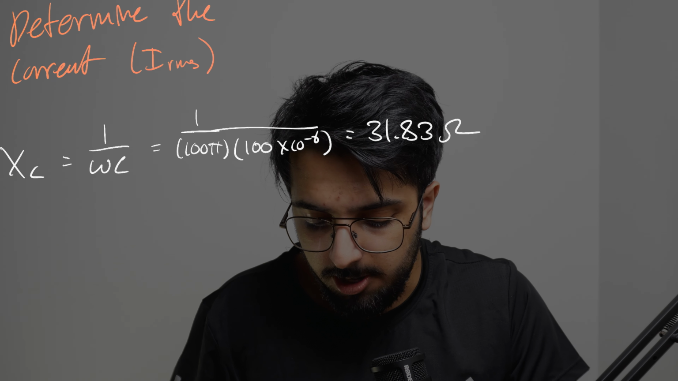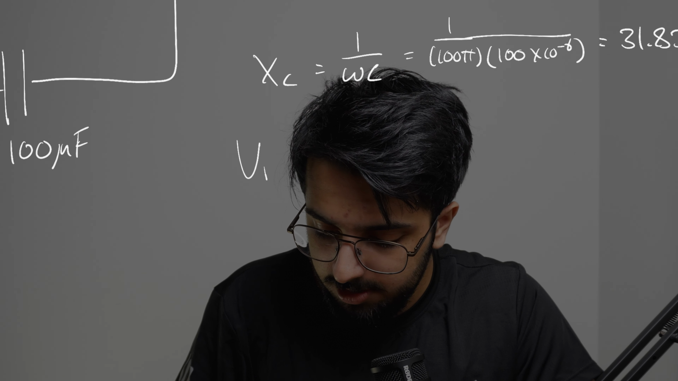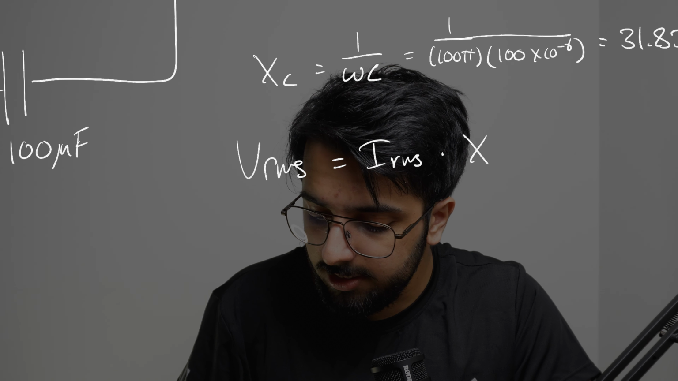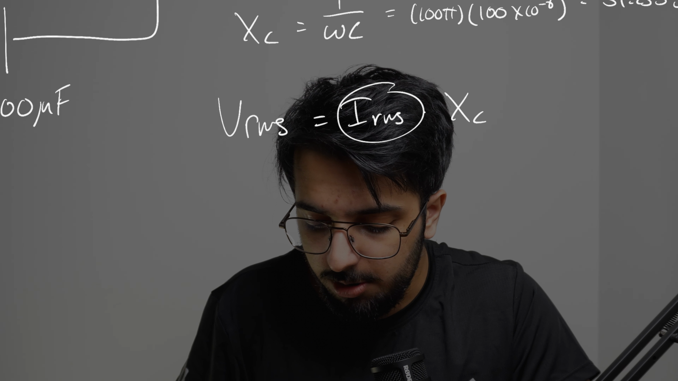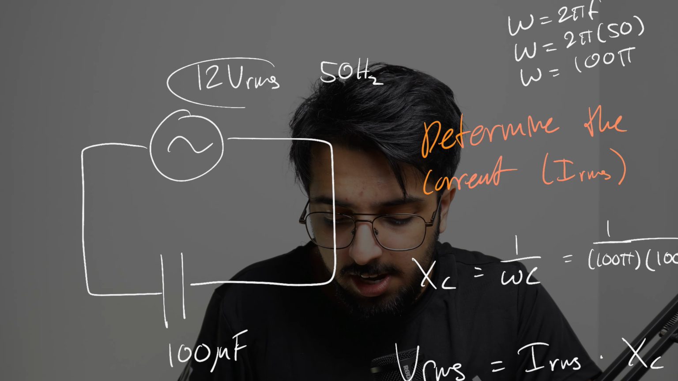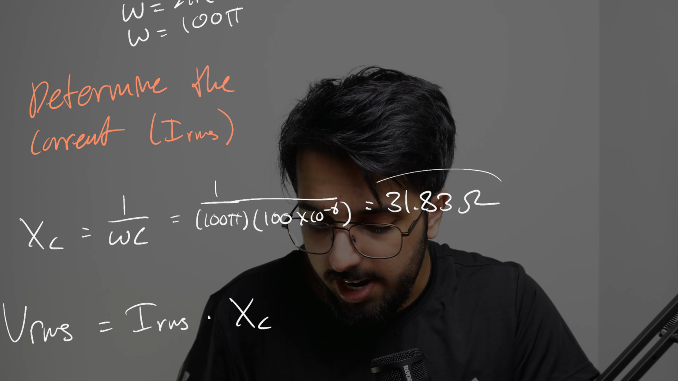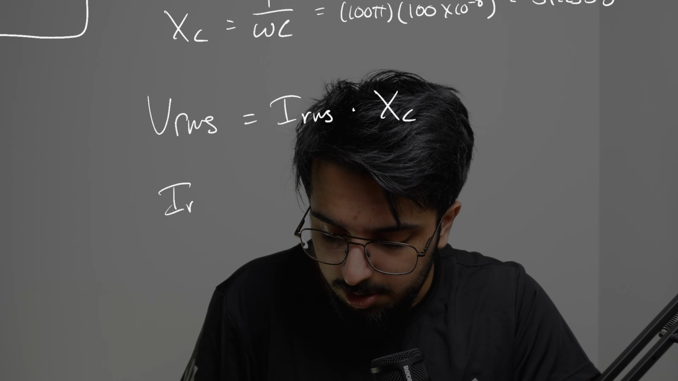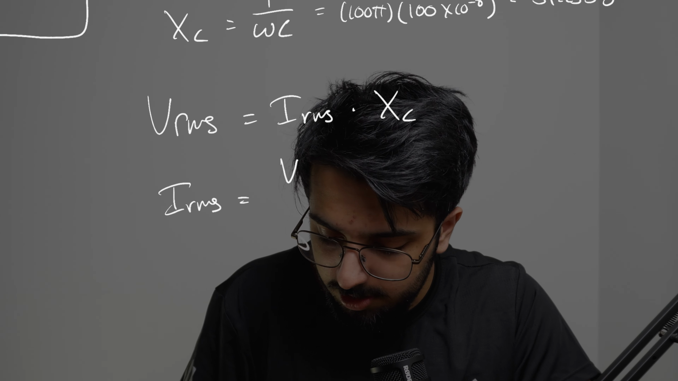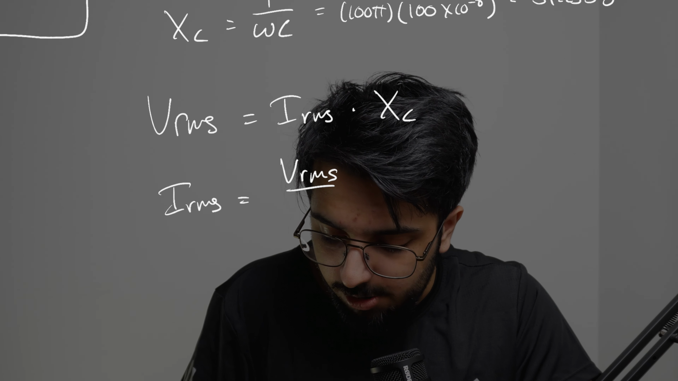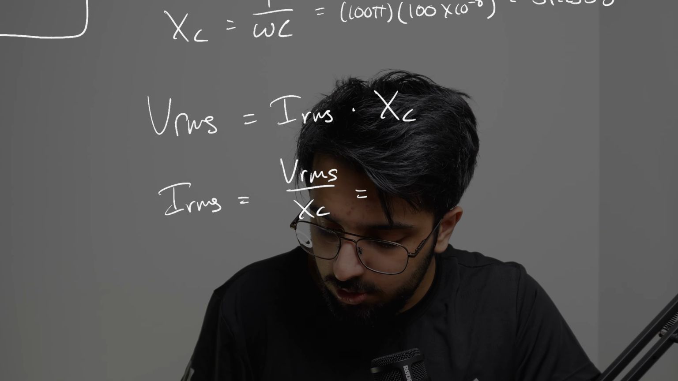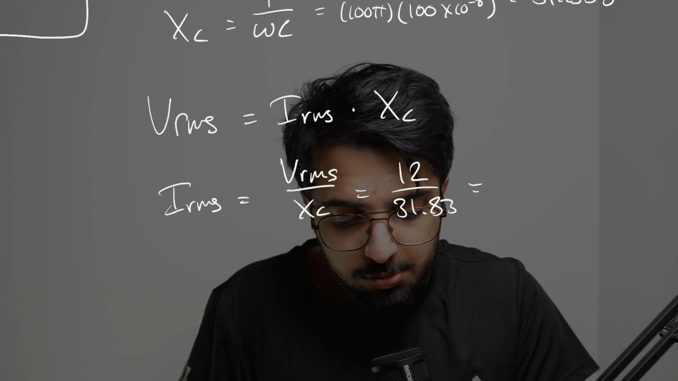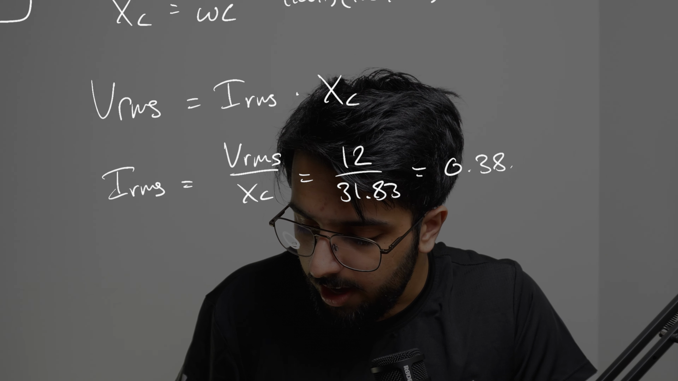31.83 ohms, okay? And so we know our V_RMS is equal to I_RMS multiplied by our reactance. We are trying to find our I_RMS. We are given our V_RMS, and we just found our reactance. And so we can rearrange for our I value. We get I_RMS is equal to V_RMS all over our reactance. And this gives 12 all over 31.83, and that's equal to 0.38 amps.